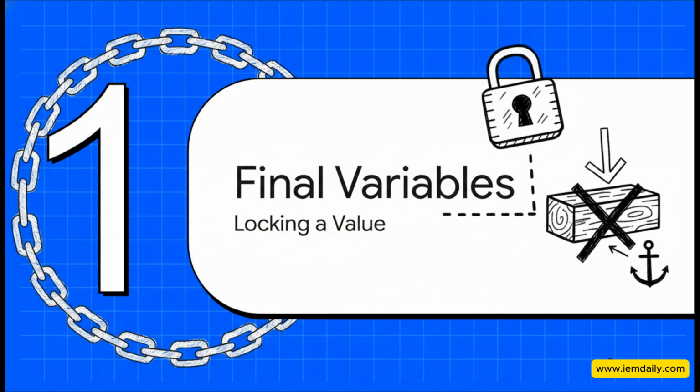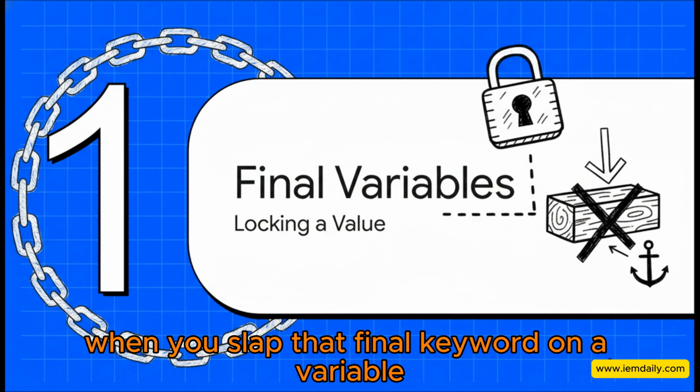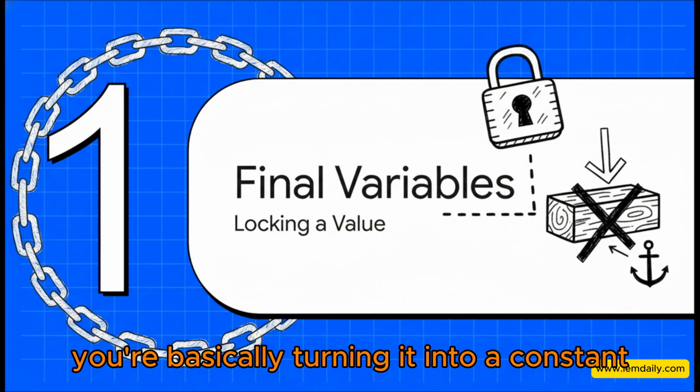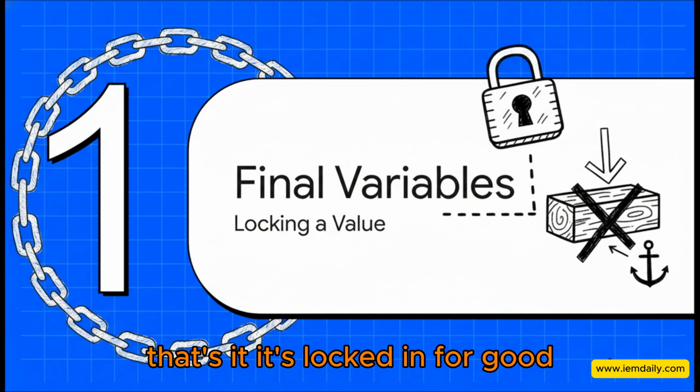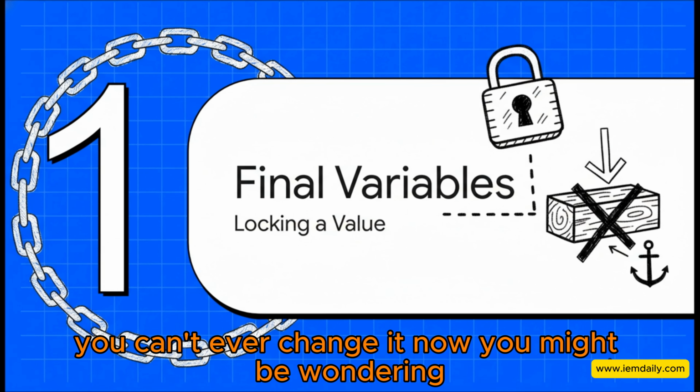Okay, first up, let's talk about the most common way you'll see the final keyword used, with variables. When you slap that final keyword on a variable, you're basically turning it into a constant. Think of it like this. Once you give it a value, that's it. It's locked in for good. You can't ever change it.